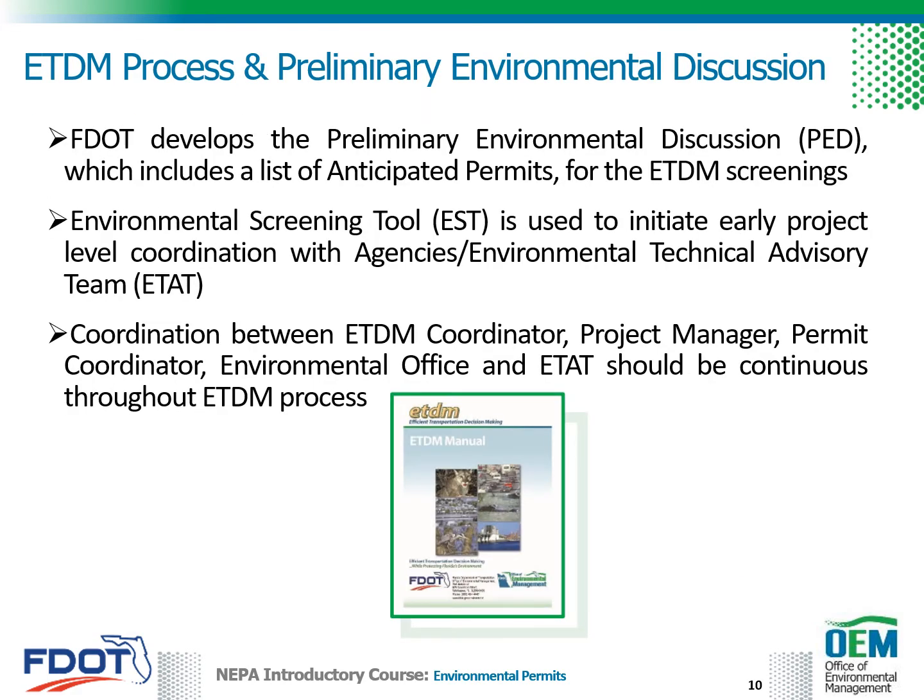At the beginning of the ETDM process, FDOT develops a preliminary environmental discussion called a PED, which is sent to the ETAT through the screening event. The PED provides ETAT with preliminary information on resource involvement, anticipated permitting requirements, and potential mitigation options. The ETAT inputs into their screening tool their comments on the preliminary information provided by FDOT.